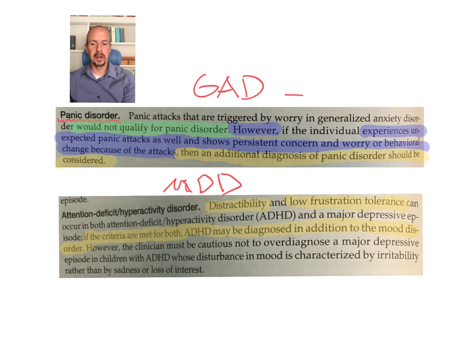And then they throw in another, this is where it's so interesting. Then they throw in another, however, the clinician must be cautious not to overdiagnose a major depressive disorder in children with ADHD, whose mood is characterized by irritability rather than sadness or loss of interest. So even then, they give a caveat to their caveat by saying that it should be more sadness and loss of interest than irritability. So definitely read through it.